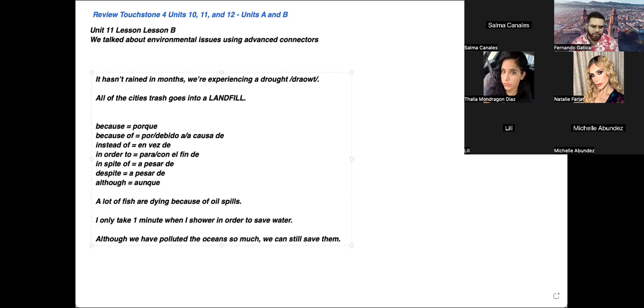Ms. Mondragon, tell me, what is your question? In spite of and despite, la misma traducción. Same meaning, mismo significado. All right, guys, and that is Unit 11, Lesson B.